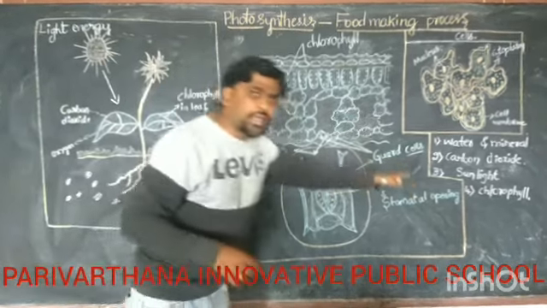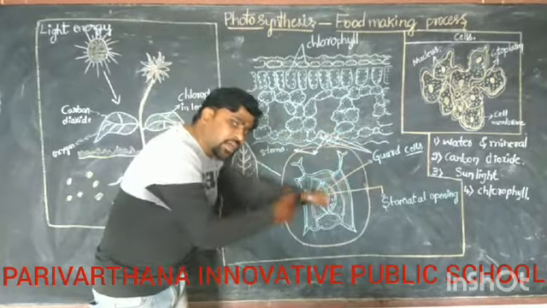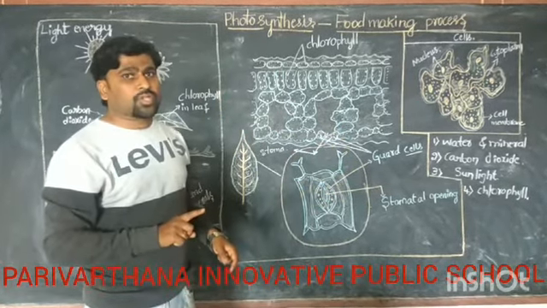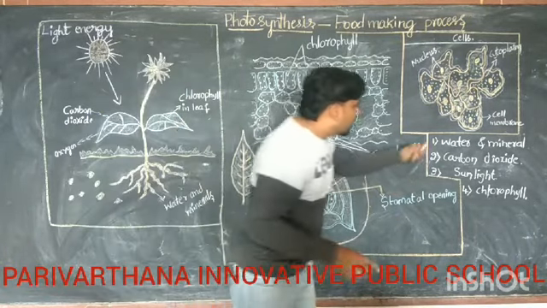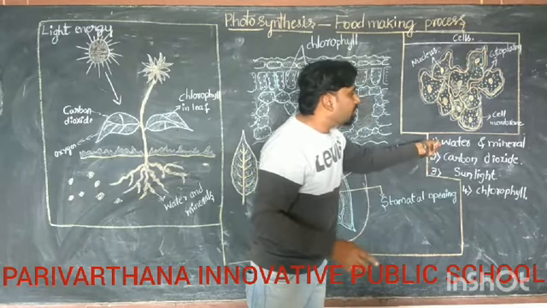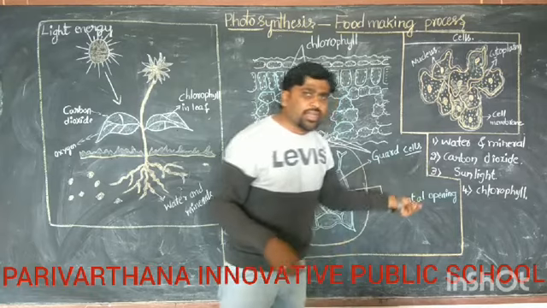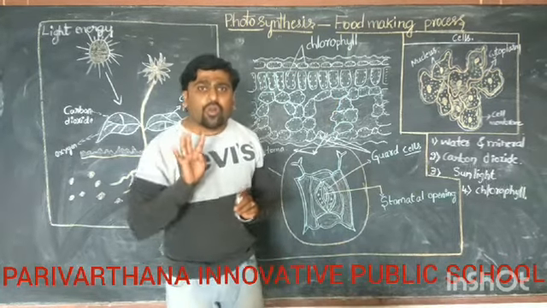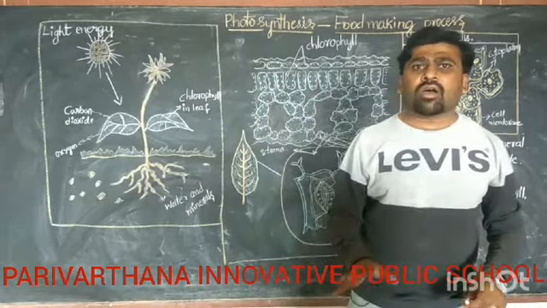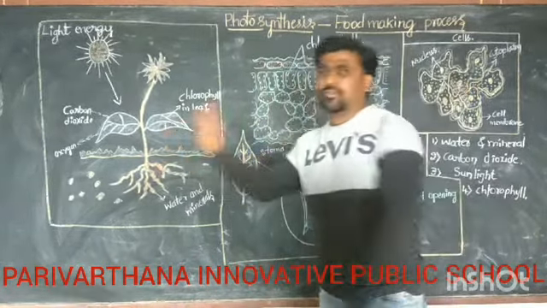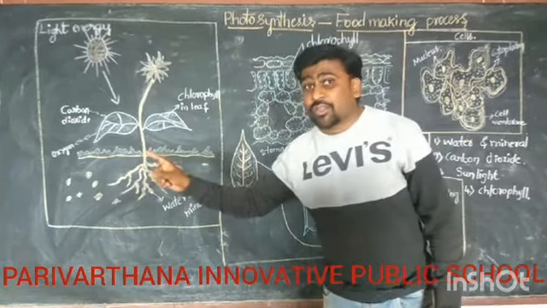The fourth important raw material is chlorophyll. This chlorophyll is already present in the leaves. Other than these three raw materials, the first one is provided by soil, the second one is provided by air, and the third one is provided by the sun. In total, 4 raw materials are needed for preparation of food in the leaves.